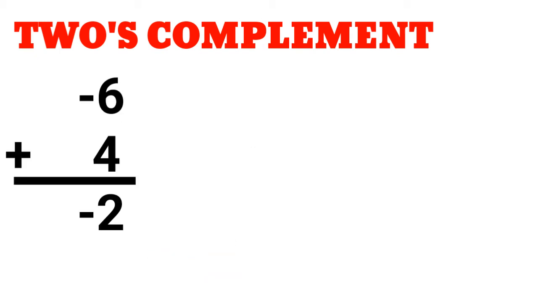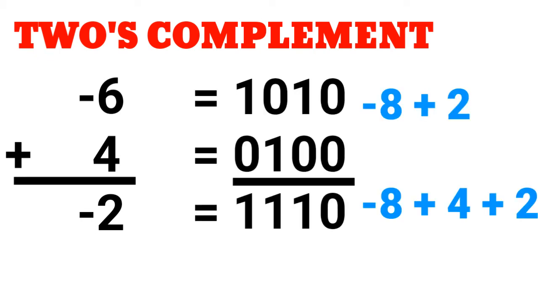What if we add negative 6 and positive 4? The answer should be negative 2. In 2's complement, negative 6 is 1010 and positive 4 is 0100. And if we add both of them, the answer is 1110 or negative 2 in decimal. So, we can say that this concept is more accurate than the previous ones.